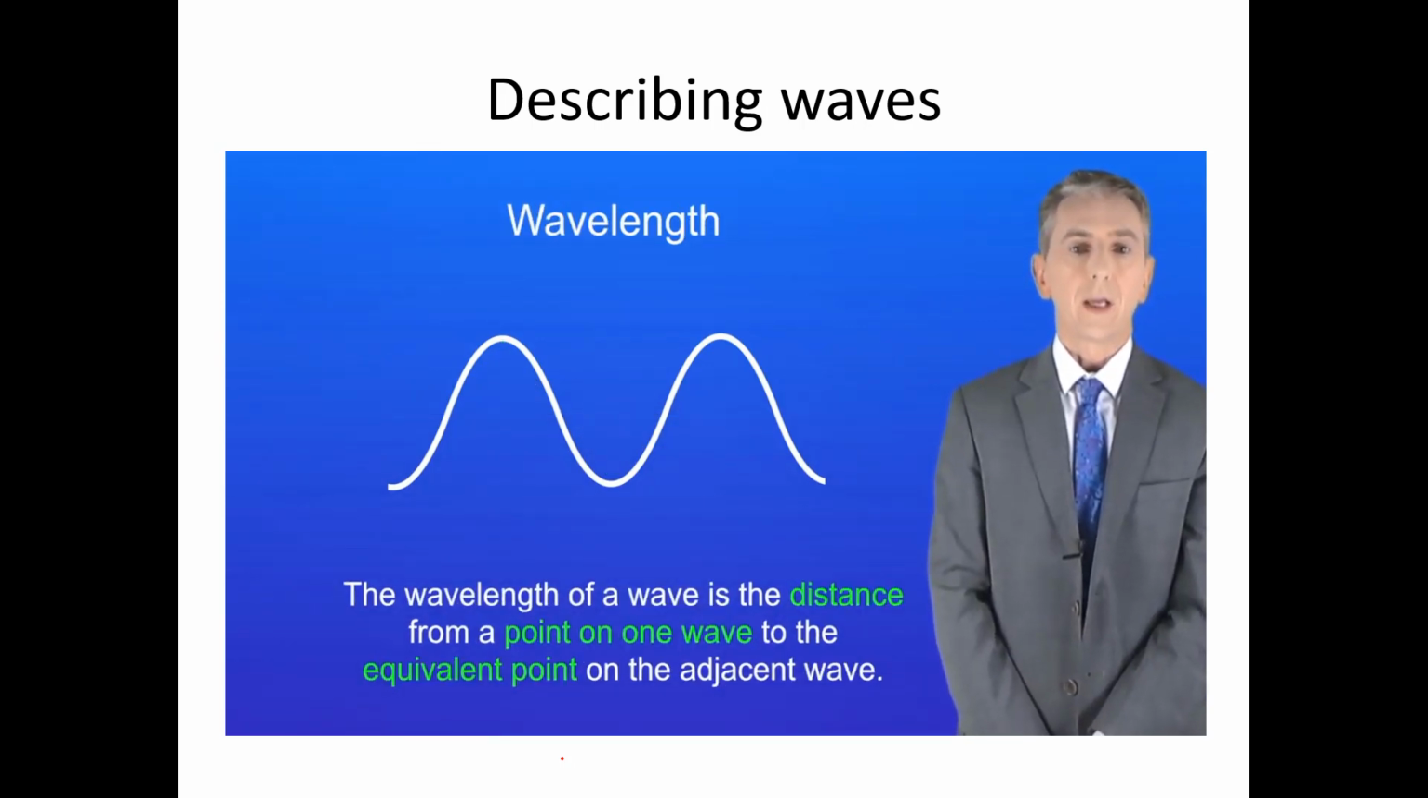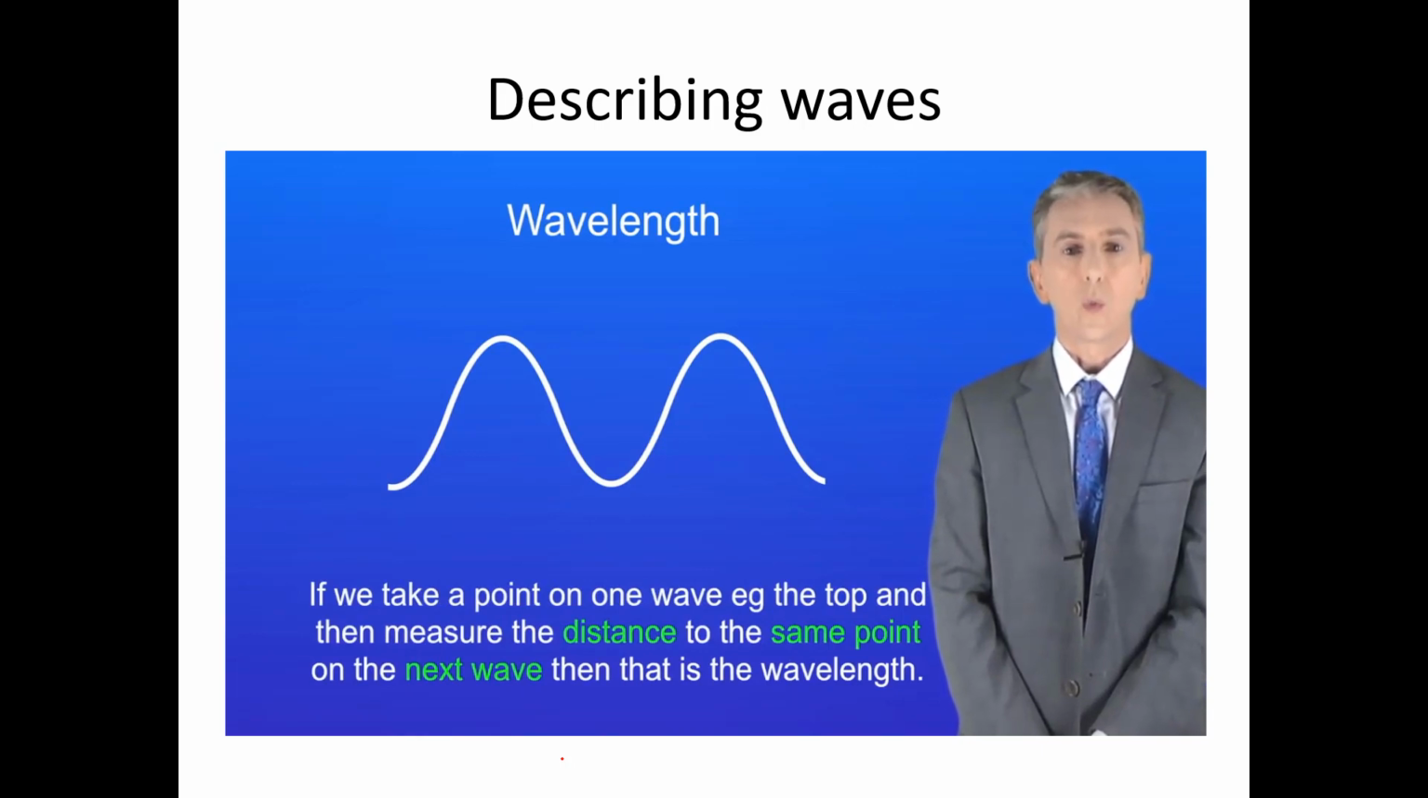The wavelength of a wave is the distance from a point on one wave to the equivalent point on the adjacent wave. So what does that mean? Well, if we take a point on one wave, for example the top, and then measure the distance to the same point on the next wave, then that's the wavelength. And I'm showing that here.